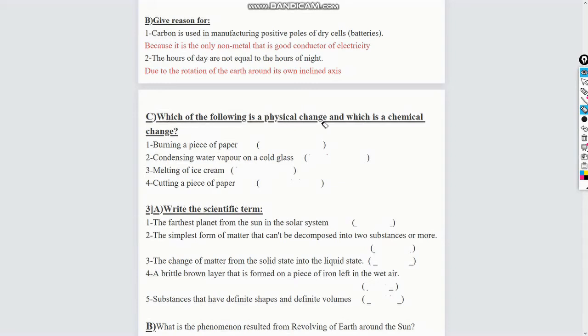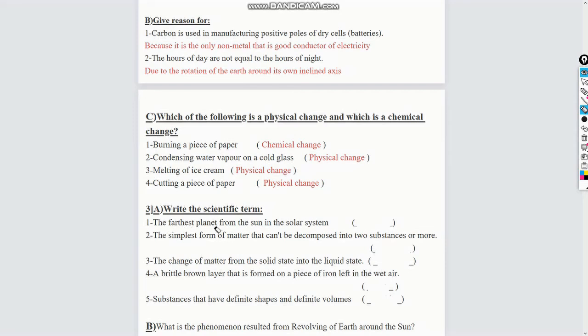Which of the following is a physical change and which is a chemical change? Burning a piece of paper. We agreed that any example of burning is correct. Chemical change. Condensing water vapor on a cold glass is... Yes, a physical change. Melting of ice cream is... Yes, a physical change. Cutting a piece of paper is... Correct, a physical change.